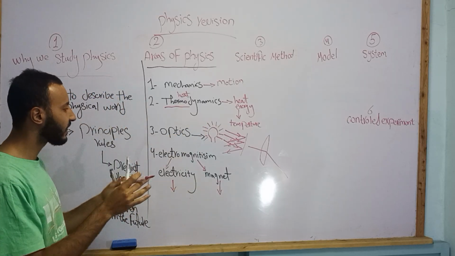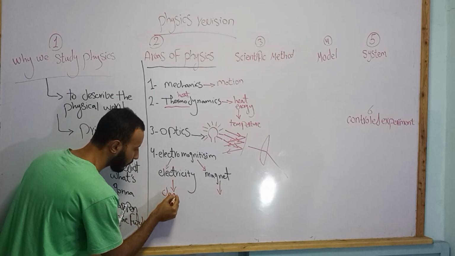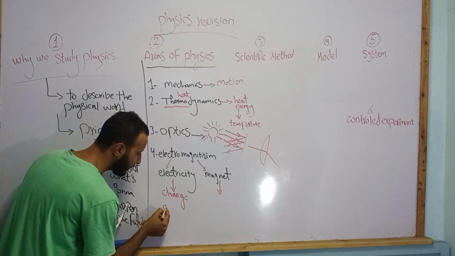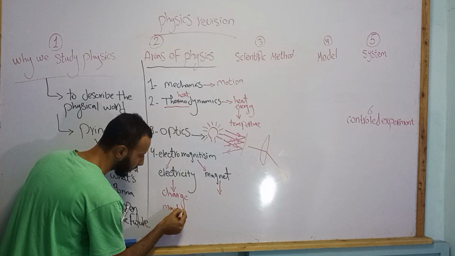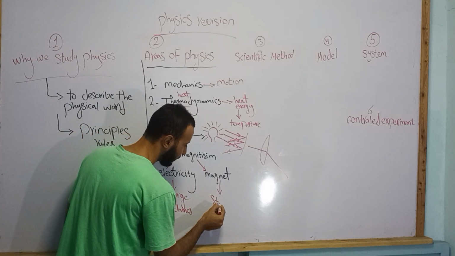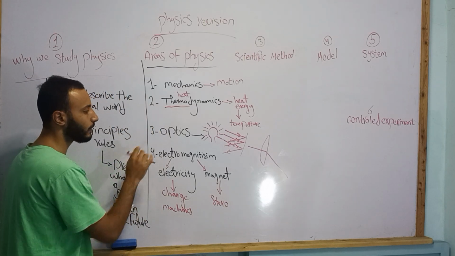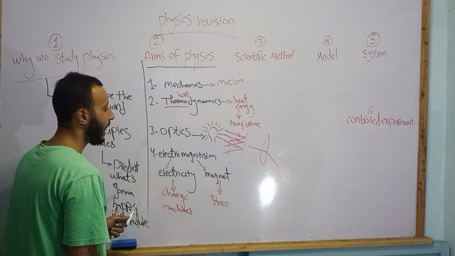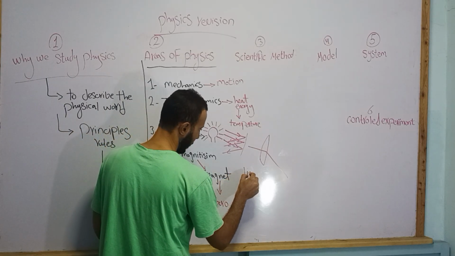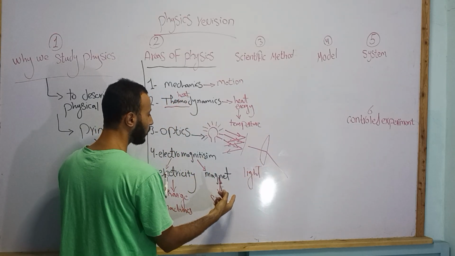So all things that are associated with electricity, like charge, or like machines, and stereo, all of these things are associated to electromagnetism, okay? And also we can mention light here. So light is in optics and also here in electromagnetism.